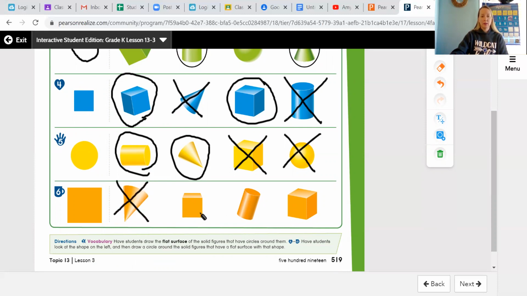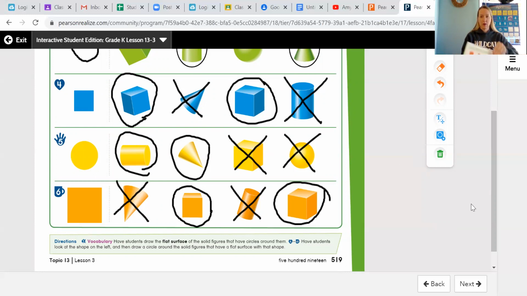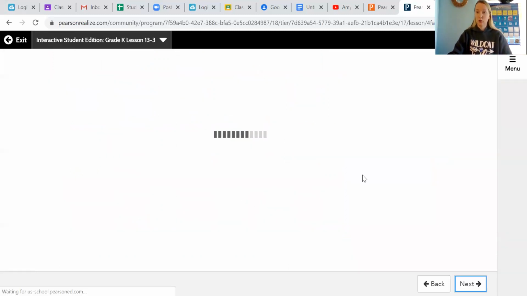Cross it out. Let's look at our cube. Does this cube have a flat surface that is a square? It sure does. Go ahead and circle it. And our cylinder. What shape is this flat surface? You're right, it's a circle, not a square. We're going to cross it out. And we have another cube. Does this cube have a flat surface shaped like a square? It sure does. Go ahead and circle it. Good job, friends.